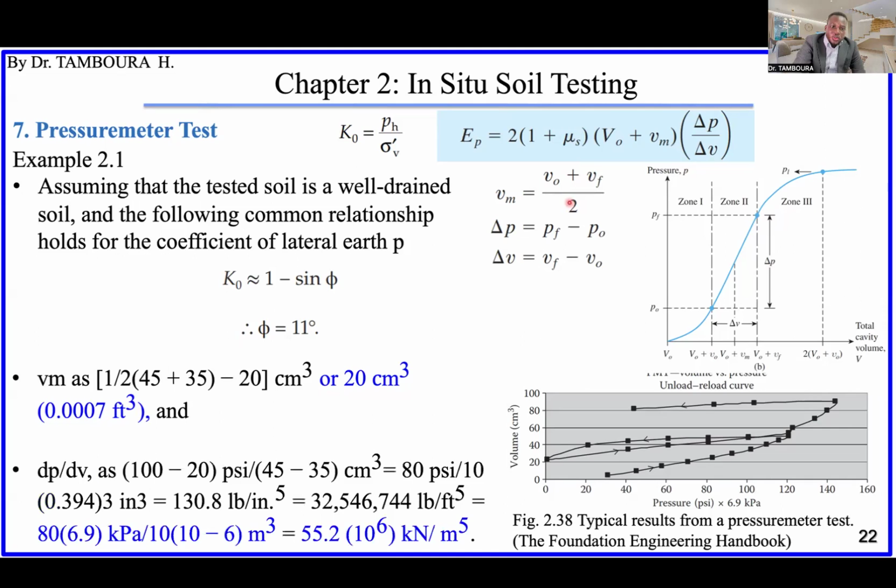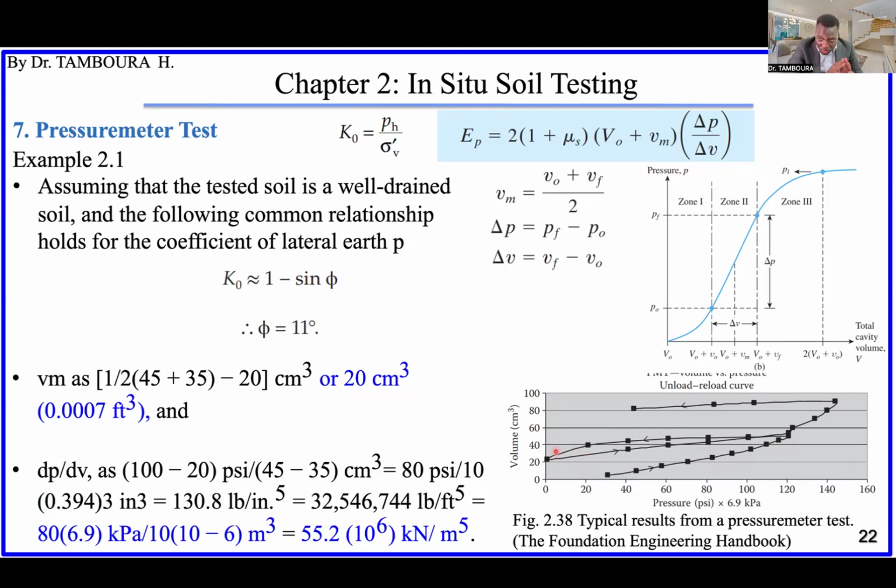Okay. Now, anyway, let's try now to obtain this part. This part divided by this part. So that one should be easy, I think. 100 minus 20, 100 is here. 120 is here. Okay. That is the pressure. And we divide by the volume. It is 45 minus 35. Okay. So the volume corresponding to 100 is 45. Volume corresponding to 20 is 35.